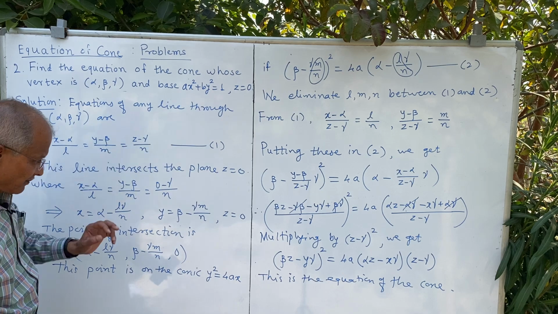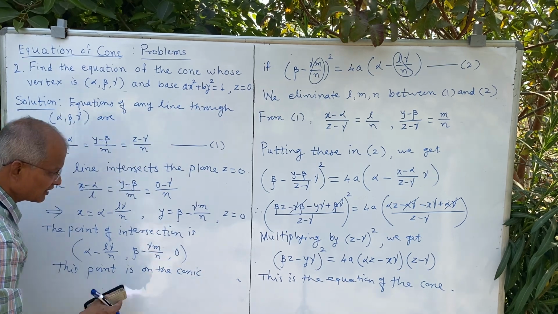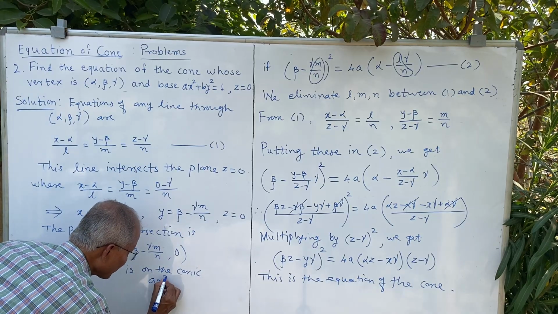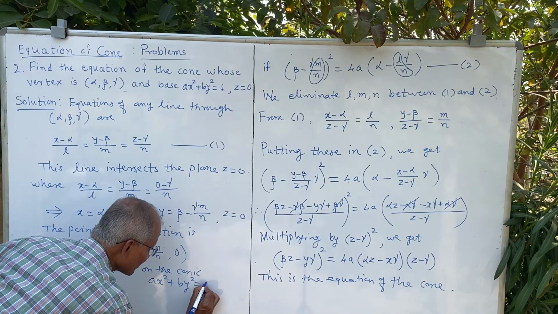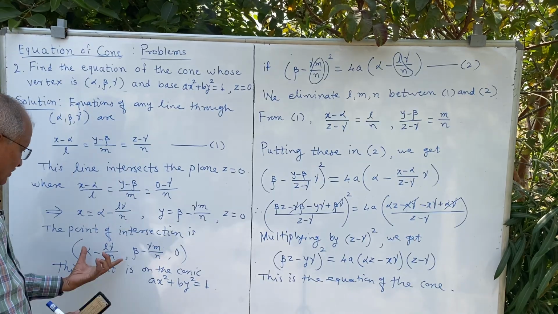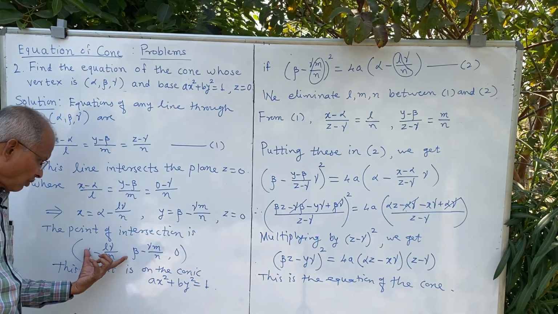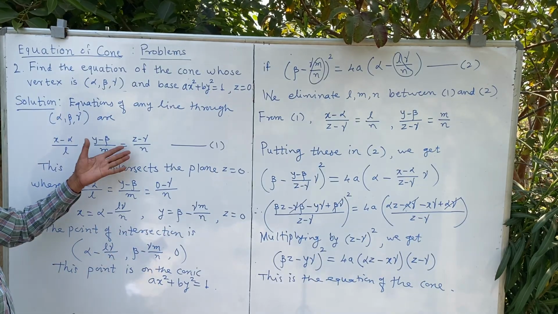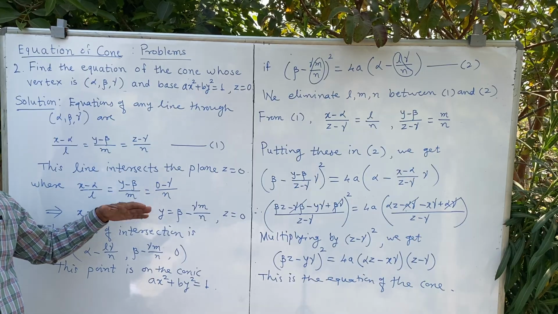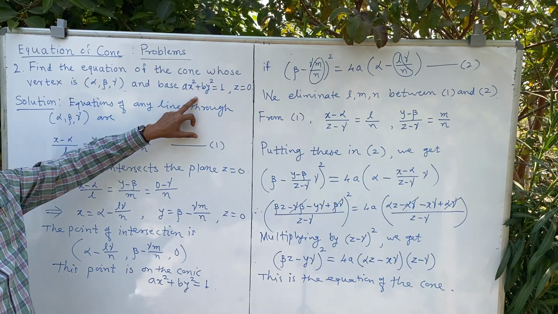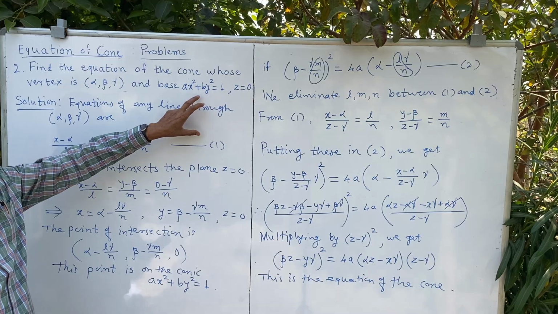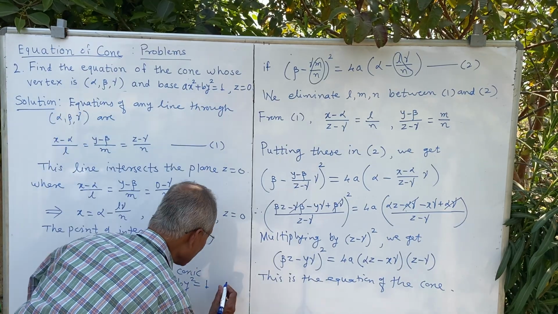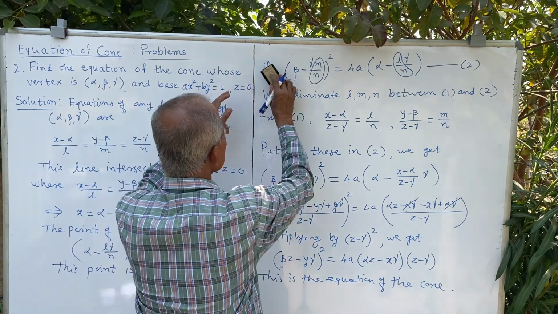Now the next step, this point is on the conic. Now, the conic is different. That conic is ax square plus by square is equal to 1, and therefore, this point is on this conic, means the coordinates of this point must satisfy the equation of the conic. What is the difference in the first problem and second problem is the equation of the conic. Earlier it was a parabola, and this equation is of an ellipse.